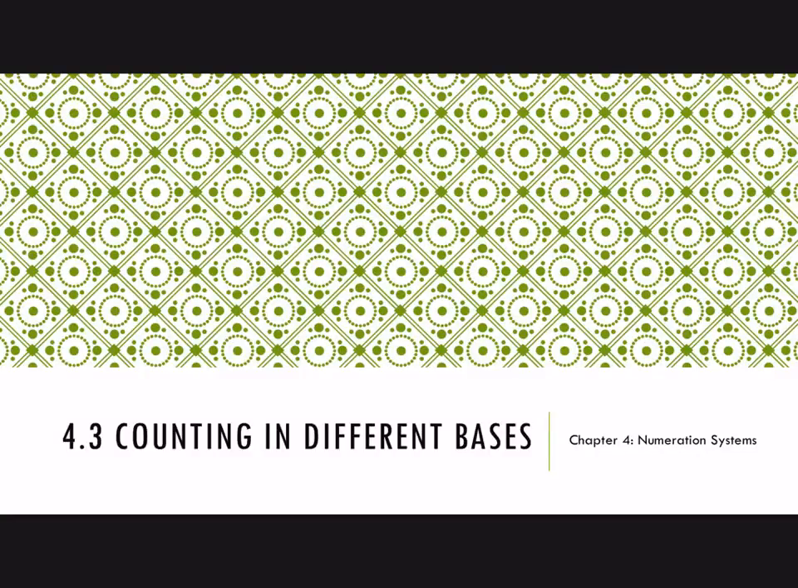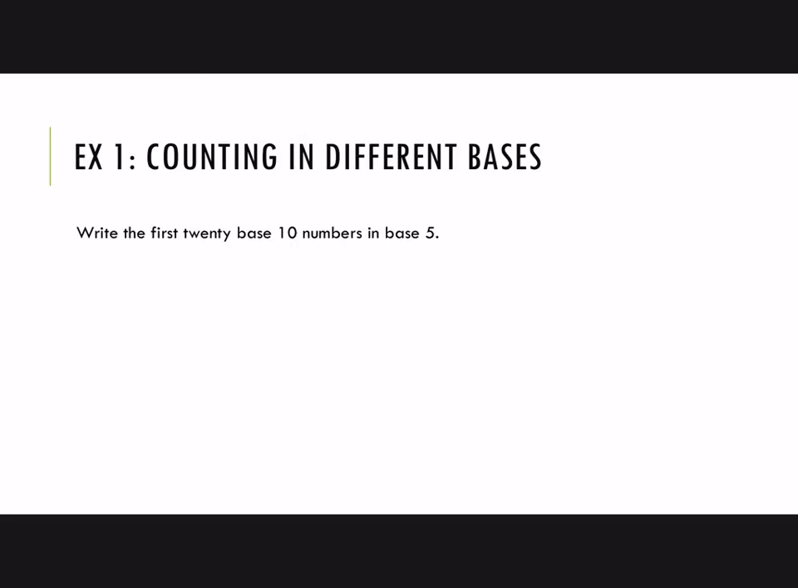Hi everyone. To continue our discussion of base number systems, let's talk about counting in different bases. So let's write the first 20 base 10 numbers in base 5. Keep in mind here we're grouping by fives, so these numbers will look a little bit different, but they'll still represent the same first 20 quantities in base 10.